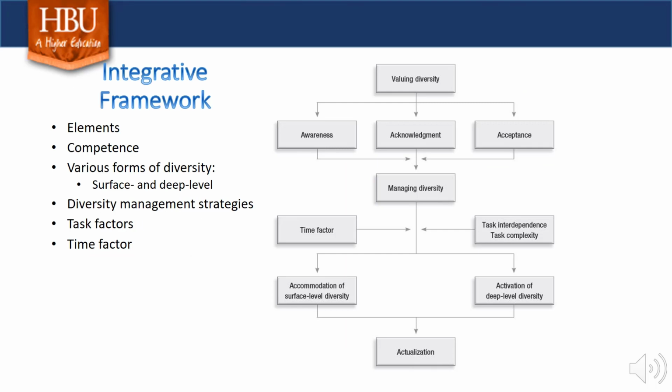Our next slide considers an integrated framework for managing diversity. This takes into consideration elements, competence, various forms of diversity at the surface and/or deep level, diversity management strategies, task factors, and time factors. Additionally, there are strategies for managing diversity in the context of sports. Specifically, those are valuing diversity, which is the top, accommodation at the bottom left, that's that surface level diversity, and then activation, which is on the bottom right, that is your deep level diversity.